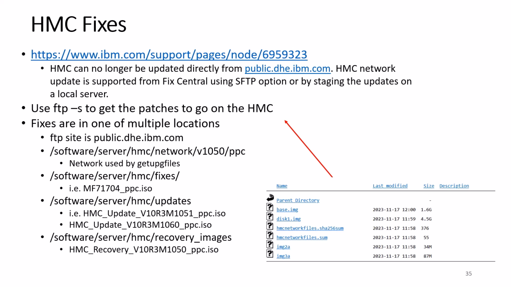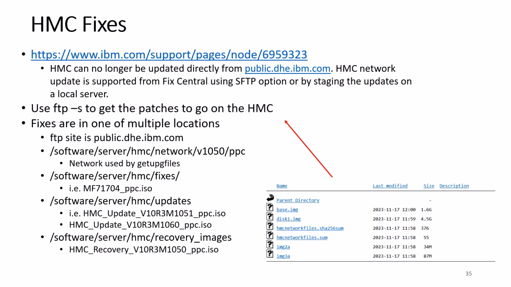The fixes are in multiple locations depending what kind they are. If you're having to do a big upgrade, like going to ML1050, then you basically need to go to the HMC network v1050/ppc if it's a PowerPC, or x86 if you're using one of the virtual HMCs. That's where you get those files, and that's anything that's used by the getupgfiles command. Those are the ones that you can't do through the GUI. If it's just a patch or a level update, then you could do those through the GUI, or you can use the updhmc command.